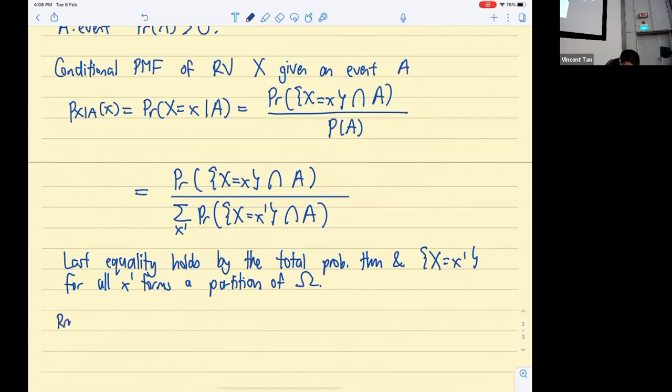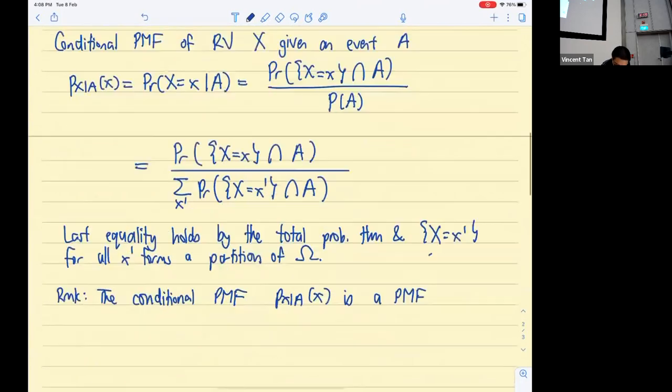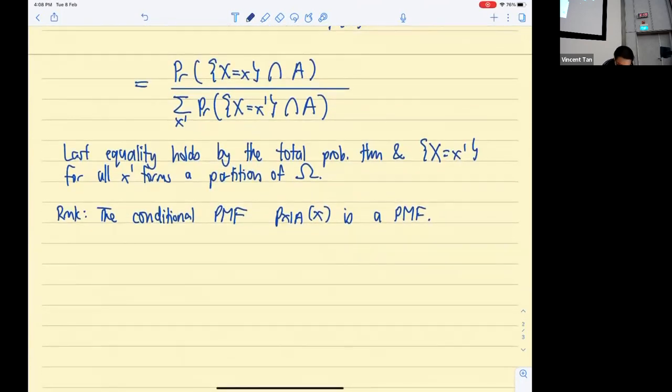Now just a few remarks. You have this new PMF, and the only difference is that you are conditioning on A. The remark is that the conditional PMF, where PMF stands for probability mass function, P of X given A of x, is a PMF. That's why we give it a name, conditional PMF. Since it is a PMF, it must satisfy a few properties. It must be greater than or equal to zero for all x, and furthermore the sum over all possible values of x must be equal to one. So when I condition on A, the properties of the PMF do not change.